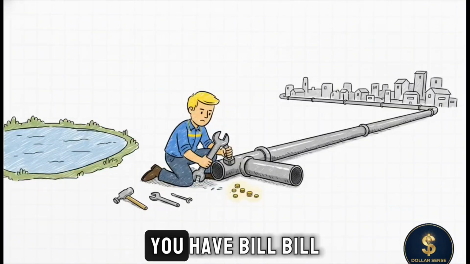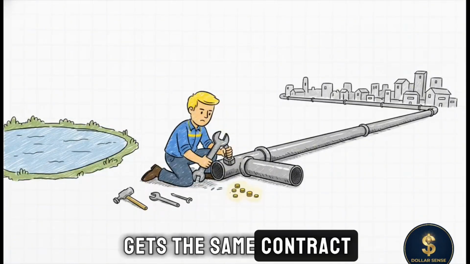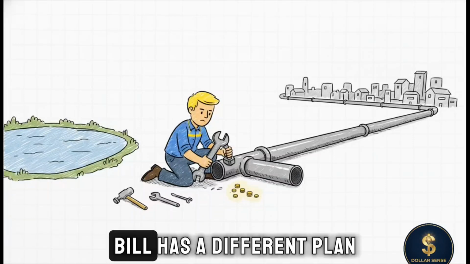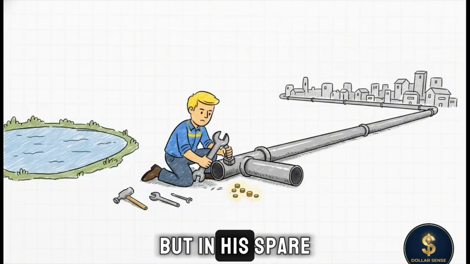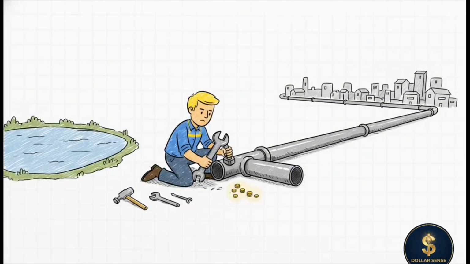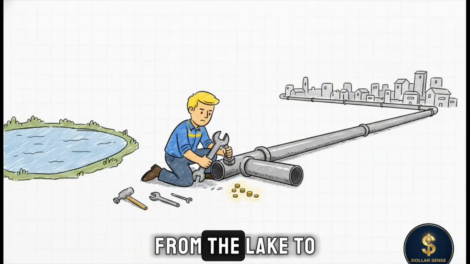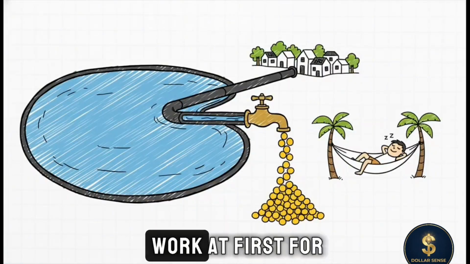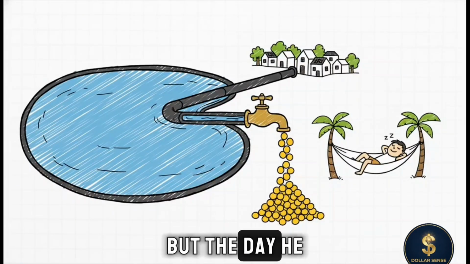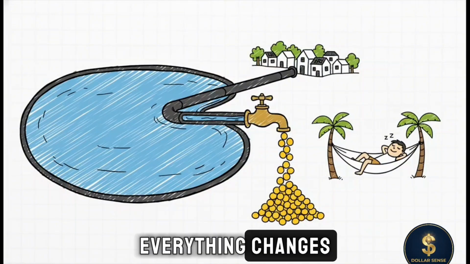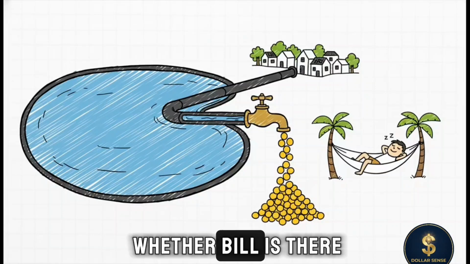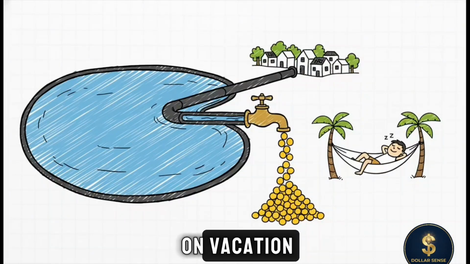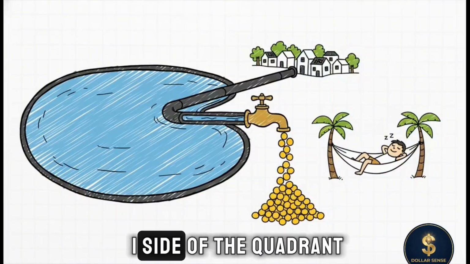Now at the same time, you have Bill. Bill gets the same contract, but instead of just grabbing buckets, Bill has a different plan. He keeps hauling a few buckets a day to pay the bills, but in his spare time, weekends, evenings, he starts designing and building a pipeline from the lake to the village. And yeah, it's hard work at first for almost no pay. But the day he turns on that spigot, everything changes. The water flows into the village 24 hours a day, 7 days a week. Whether Bill is there or not, whether he's sleeping or on vacation. He didn't just get a job, he built a system, an asset. He moved to the B and I side of the quadrant.